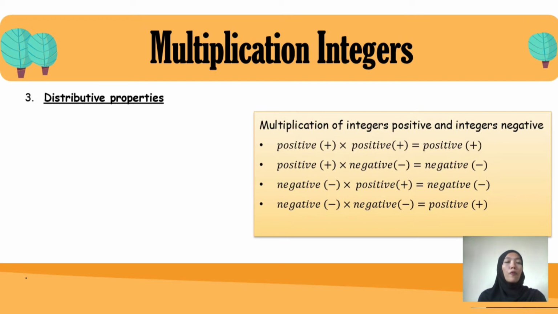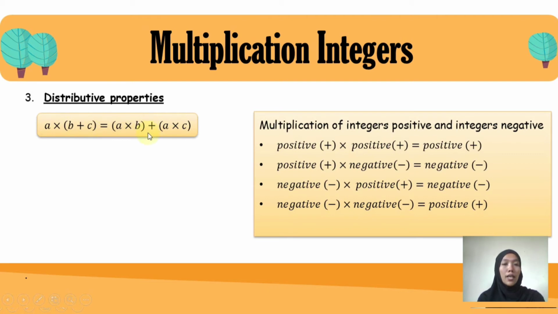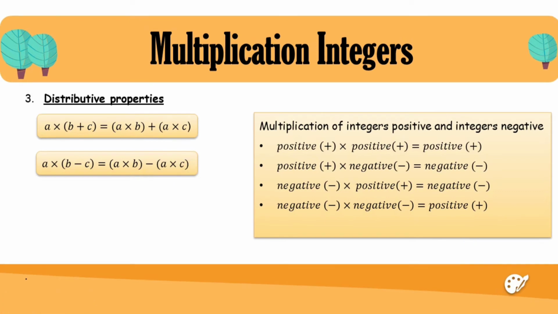The first formula is a times open bracket b plus c close bracket is equal to open bracket a times b close bracket plus open bracket a times c close bracket. The second formula is a times open bracket b minus c close bracket is equal to open bracket a times b close bracket minus open bracket a times c close bracket.